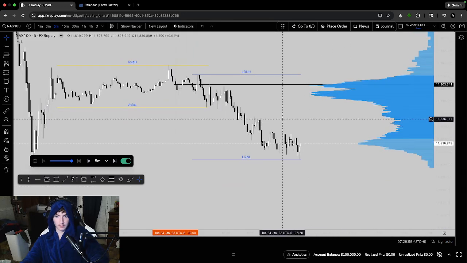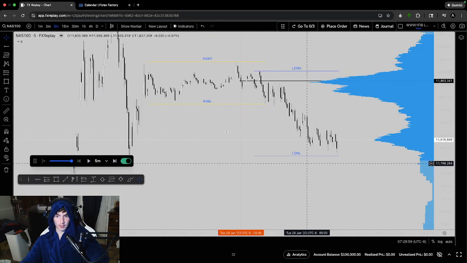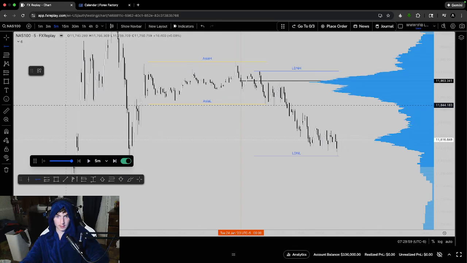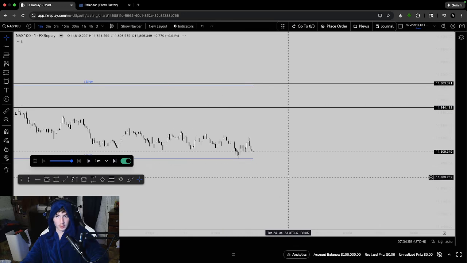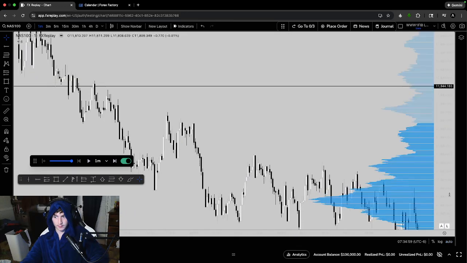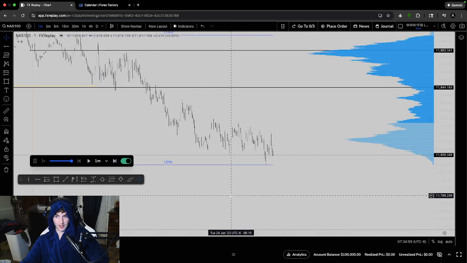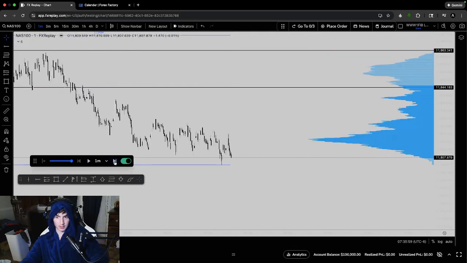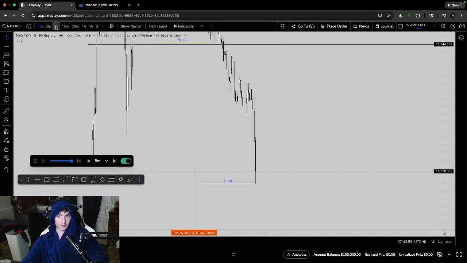Alright, pretty big one here. With a little bit of resistance right here in the center. 1 minute time frame. Really choppy. I think we need a manipulation here. Alright, looks like we're falling a little bit.